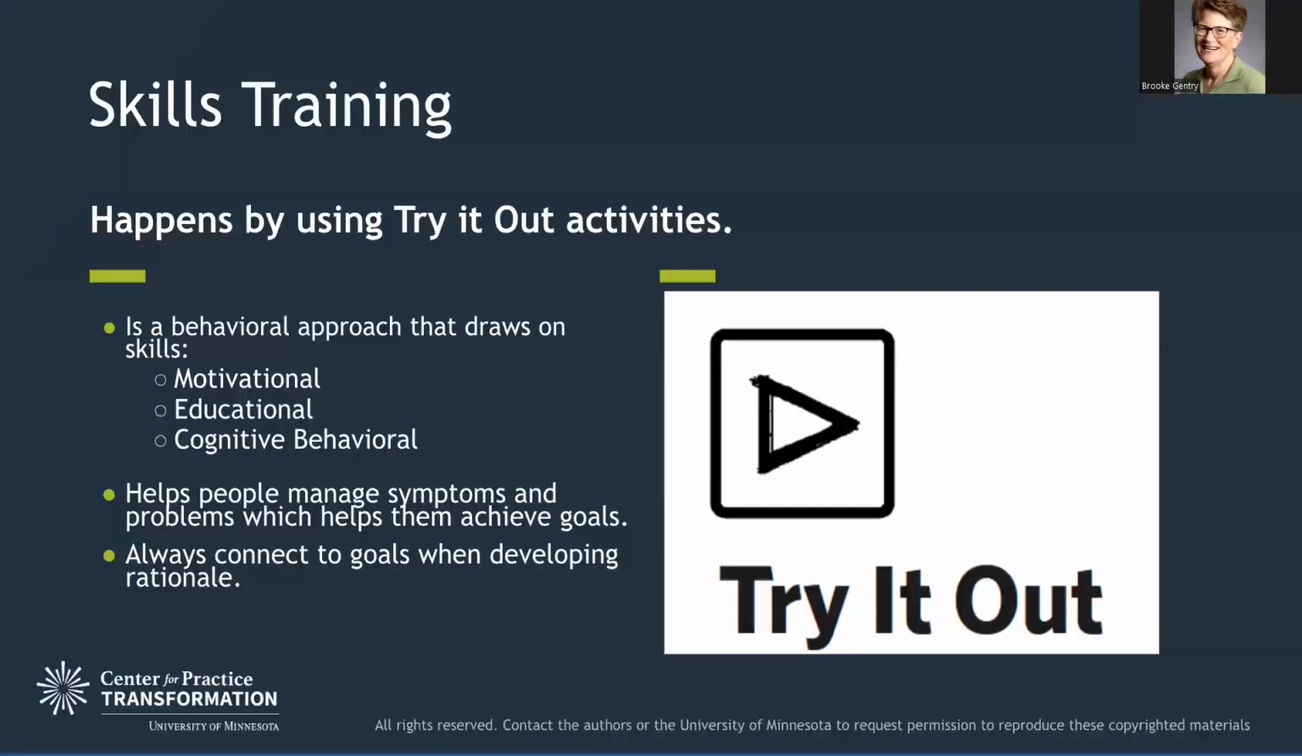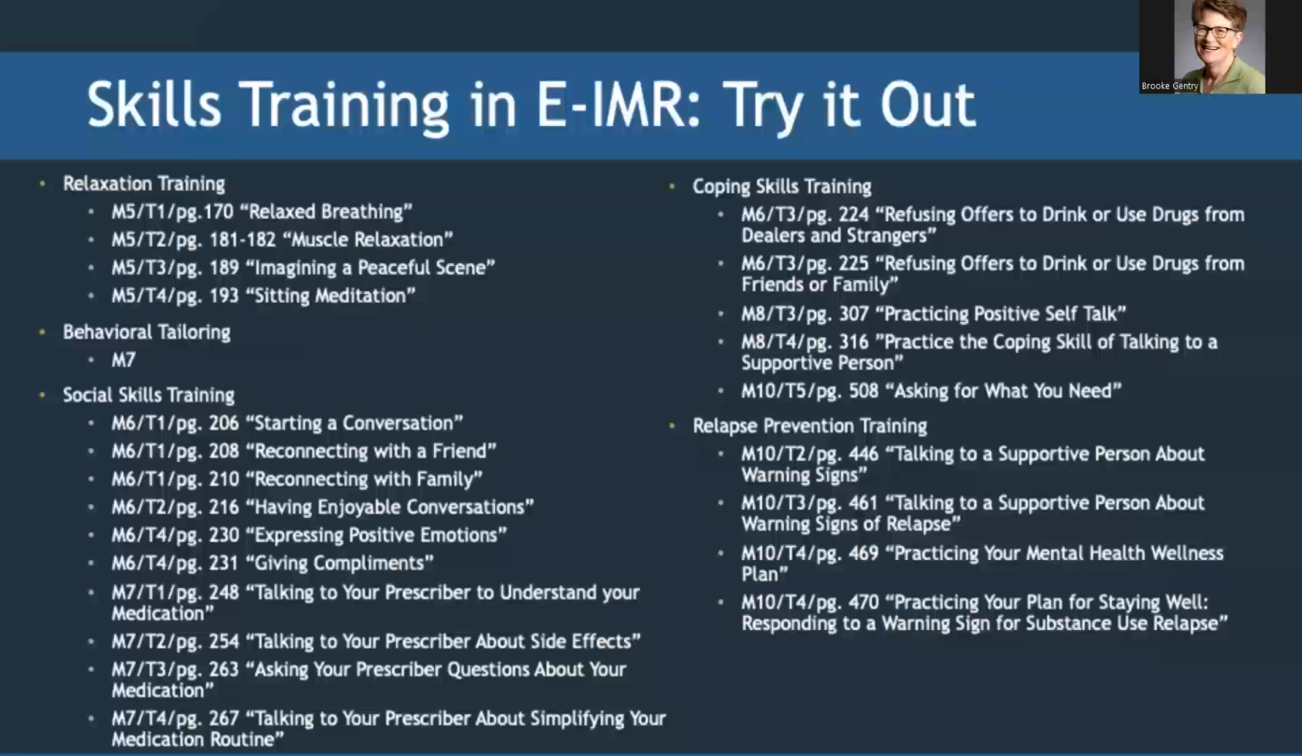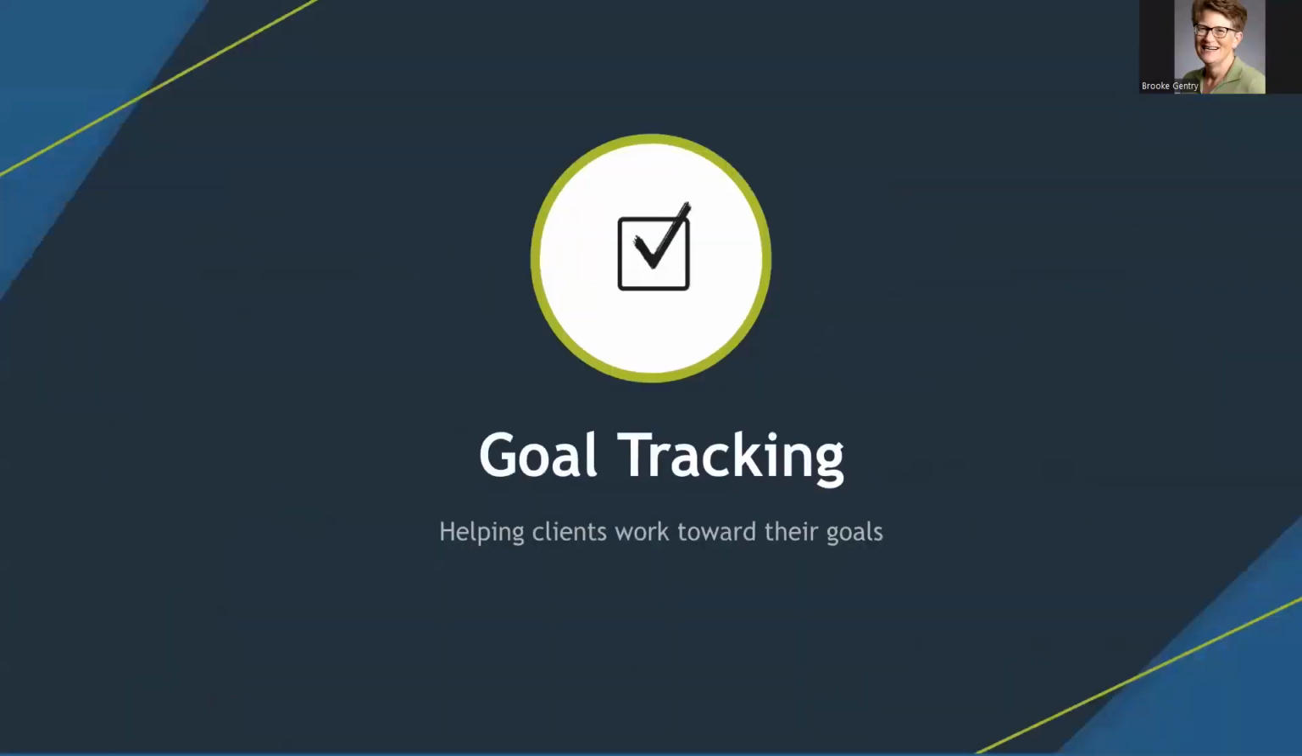So I've got some examples here of the many try it out activities that you get to try with your clients. We see relaxation skills like relaxed breathing, which is a really fun one that people really like. There's starting a conversation, which can be really hard for many of us. So we practice starting conversations with our clients, coping skills, and relapse prevention training too. Just some examples of what shows up in the manual.